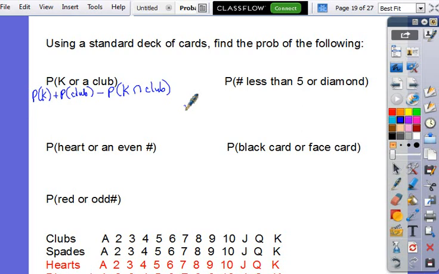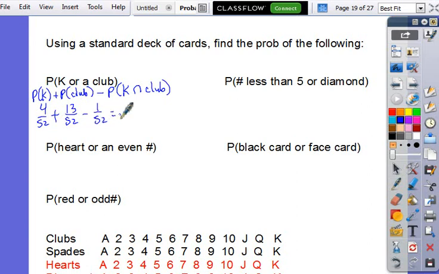So how many kings do I have? 4. 4 out of 52. I'm just going to leave it for right now and you'll see why. Club. I got 13 clubs. Still out of 52. Minus how many kings and clubs at the same time do I have? How many are kings and clubs? There's only one that's a king and a club at the same time.